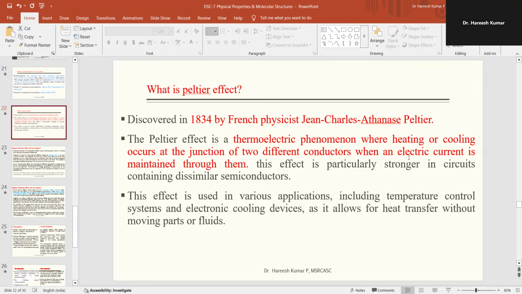This effect is particularly stronger in circuits containing dissimilar semiconductors. It is used in various applications, including temperature control systems and electronic cooling devices, as it allows for heat transfer without moving parts or fluid.